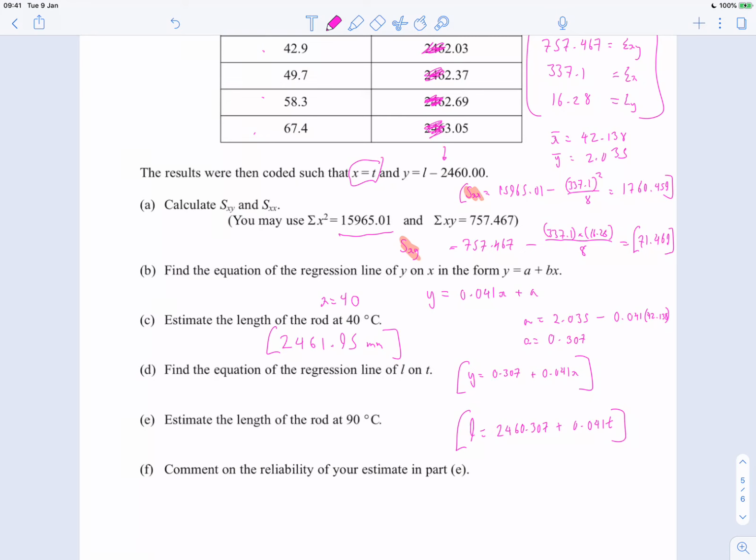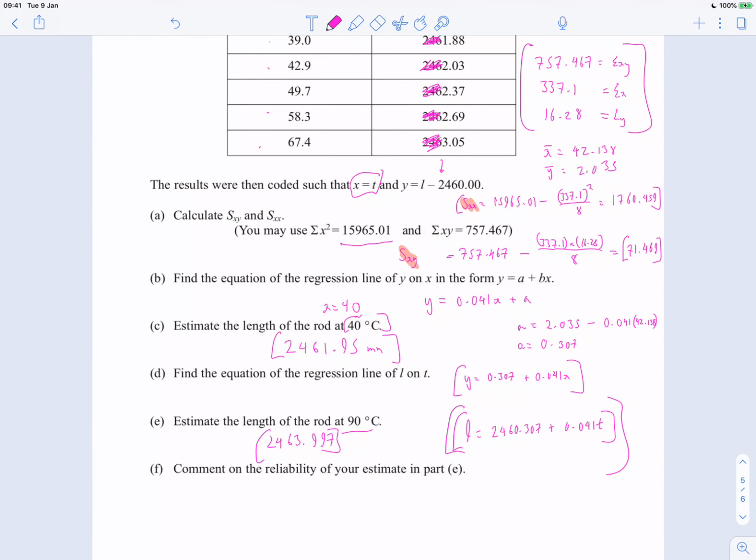And to test this out, let's go to my run matrix. Right, so then set 90 into there, so 2460.307 plus 0.041 times 90, I get 2463.997. If I check my answer with 40 degrees previously, it should marry up in there, so 2460.307 plus 0.041 times by my 40, it gives me 2461.95. So yeah, I've done the right thing, so I know this is correct.